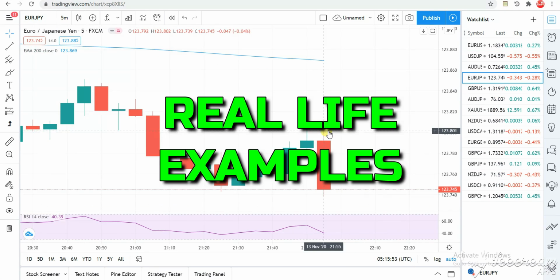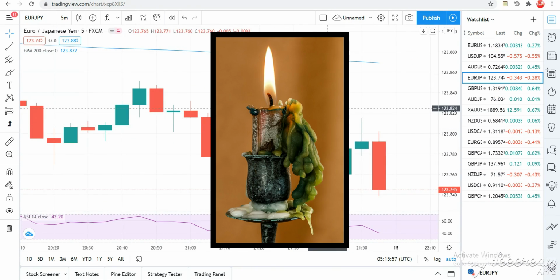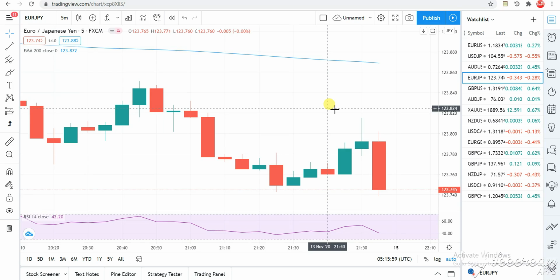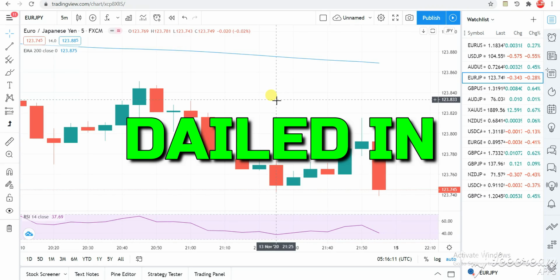I'll show you a real life example of how these candlesticks look in the forex market, so you get to understand it, because I might show you what it looks like on my Excel sheet, drawing open and close of a candlestick, but then you come back here and you see something different. So I want you to really understand and get this dialed into your mind.